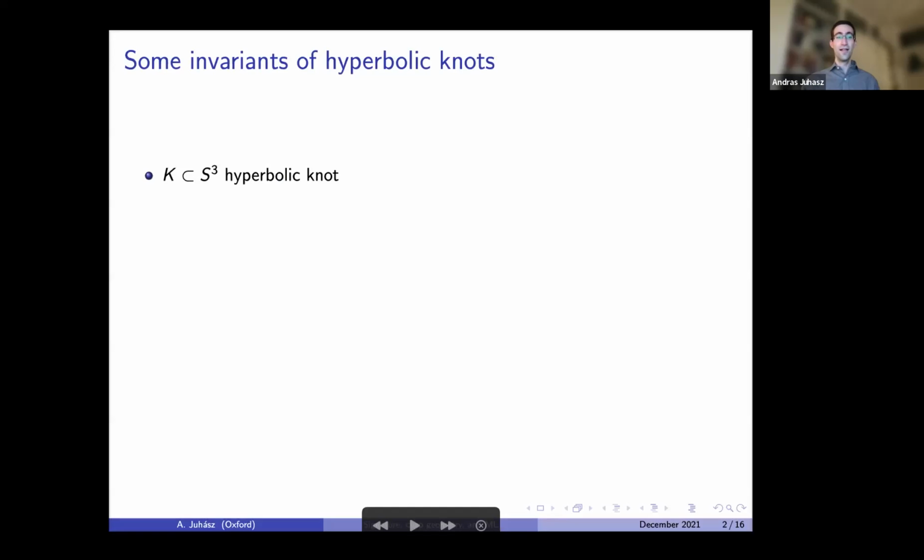Okay, so let me quickly recap some hyperbolic invariants of knots. So let K be a hyperbolic knot in the three-sphere, which means that its complement has this complete finite volume hyperbolic metric. And one of the fundamental invariants you can extract is, of course, the volume. So by Mostow rigidity, the hyperbolic metric is unique up to isometry, and whatever geometric quantity you define using that metric will be a topological invariant of that knot.